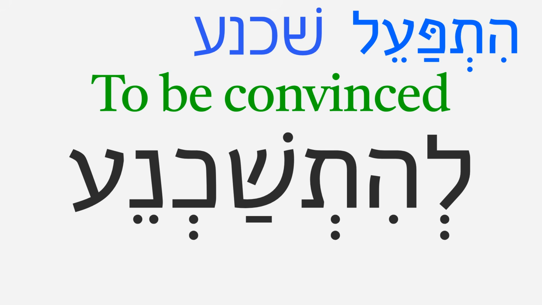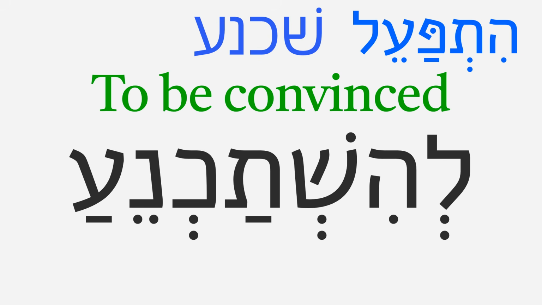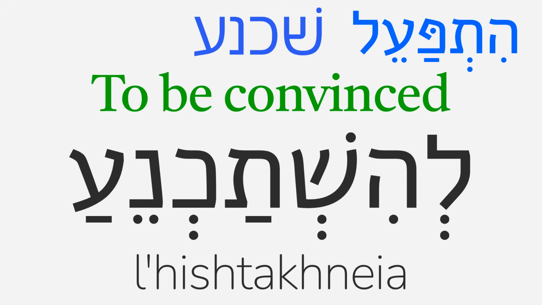A second irregularity appears with the last root letter ein, which will need a patach, so it ends the word with an a vowel. The last irregularity happens because of the first root letter shin, which in the Hitpael swaps places with the tav in the prefix. All that makes lahishtachnea, to be convinced.